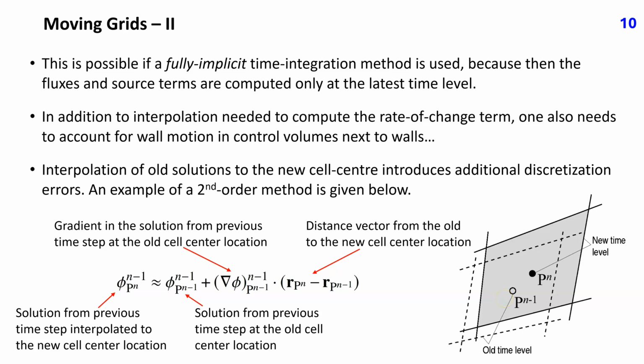If the grid does not move more than half a cell per time step, the error from this interpolation will be of the same order as errors in convection fluxes, which require interpolation between two cell centers at the same time level to the common cell face center. However, in case of large grid motions, the errors can become significantly larger.